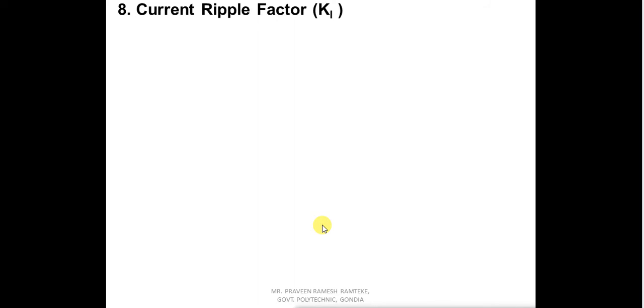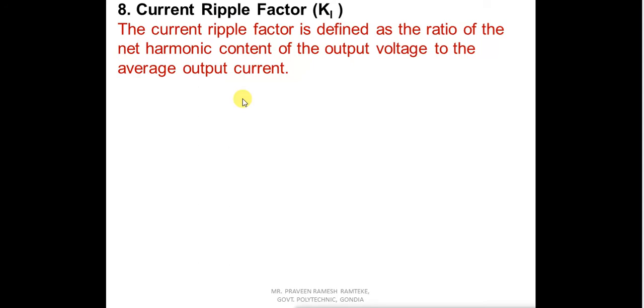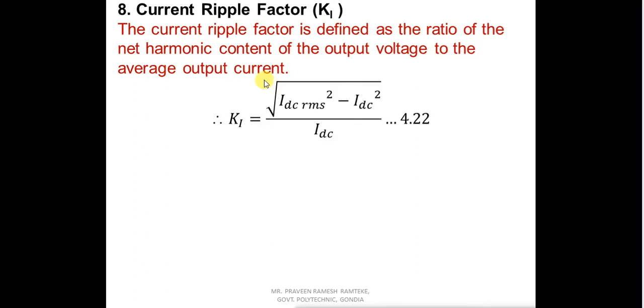Next is current ripple factor Ki. The current ripple factor Ki is defined as the ratio of net harmonic content of the output voltage to the average output current. So it is given by Ki equals the square root of IDC RMS square minus IDC square, whole divided by IDC.